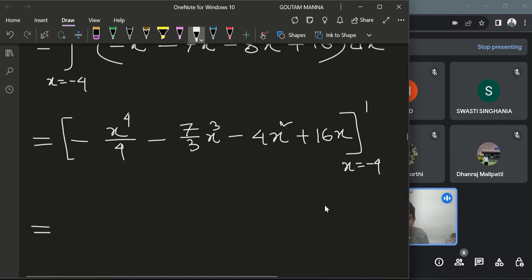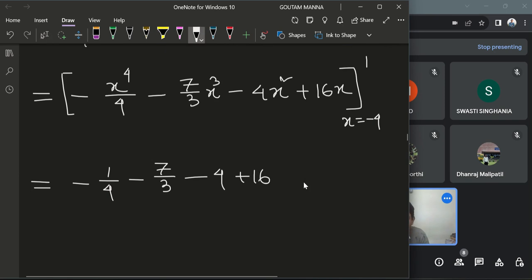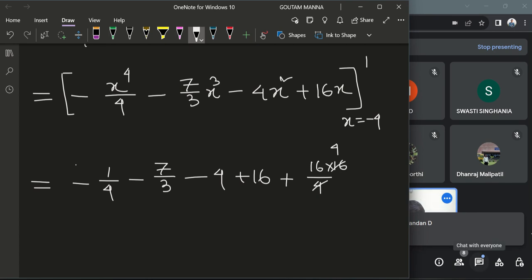So if I put the upper limit, it will be 1 by 4 minus 1 by 4 minus 7 by 3 minus 4 plus 16, and if I put the lower limit, it will be plus 4 to the power 4 by 4. 4 to the power 4 means 16 times 16 by 4, which will be 16 times 4, so it will be 64.